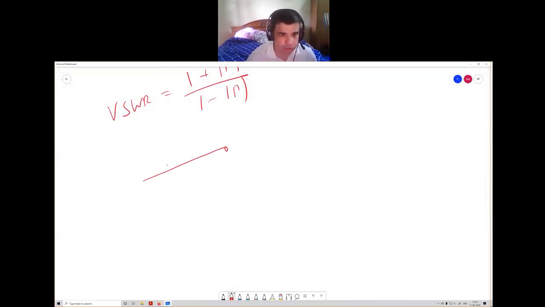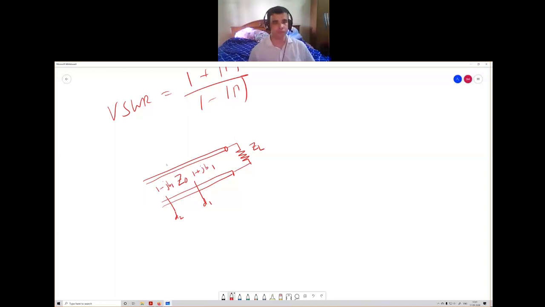What I have done: I have a transmission line of characteristic impedance Z0, terminated with a load ZL, including reactance as well, it doesn't matter. At two points, D1 and D2, the admittance is 1 plus jB1 and 1 minus jB2. We have found this out. Do you agree? We have found two points on the line where the input admittance is either 1 plus jB1 or 1 minus jB2. That is what we have done on the Smith chart.